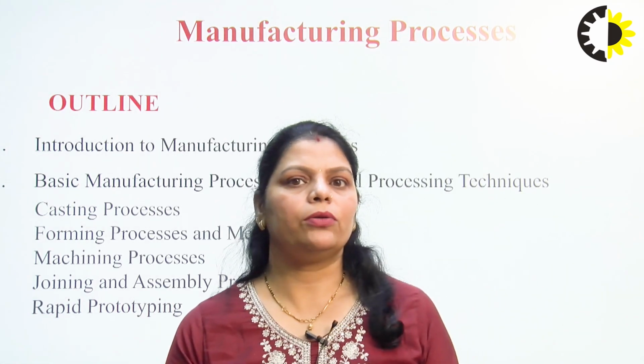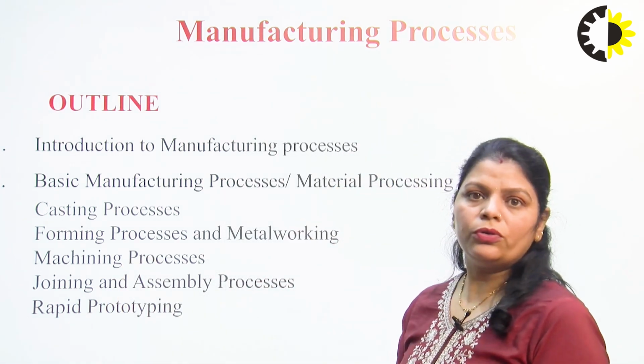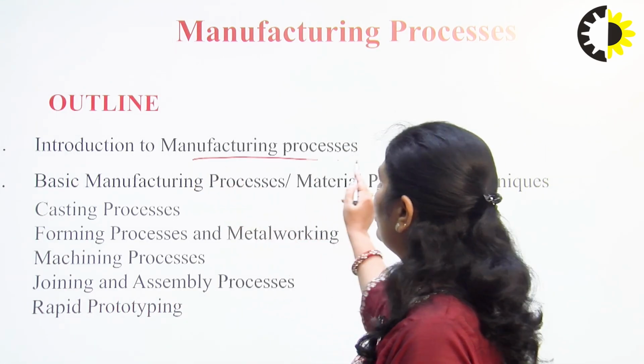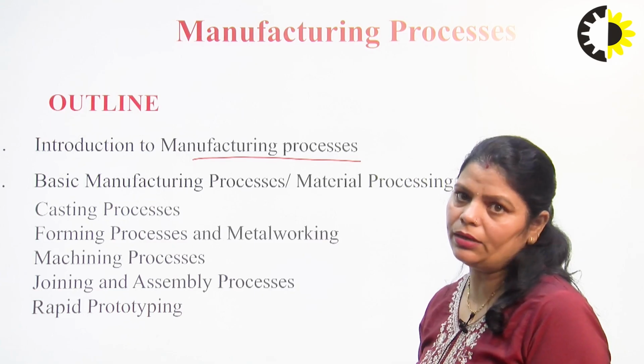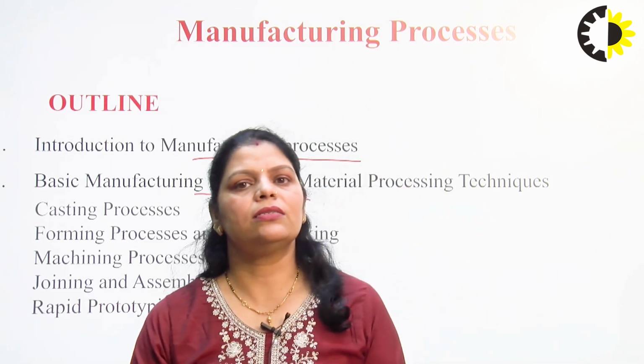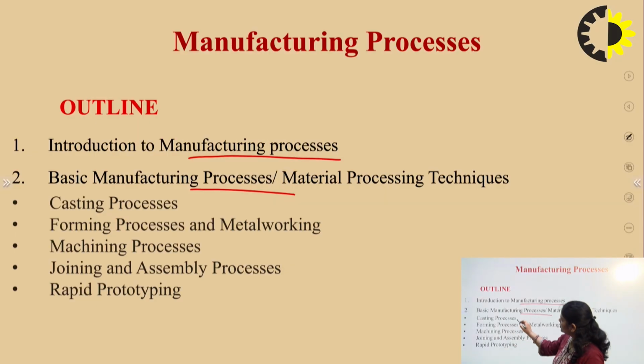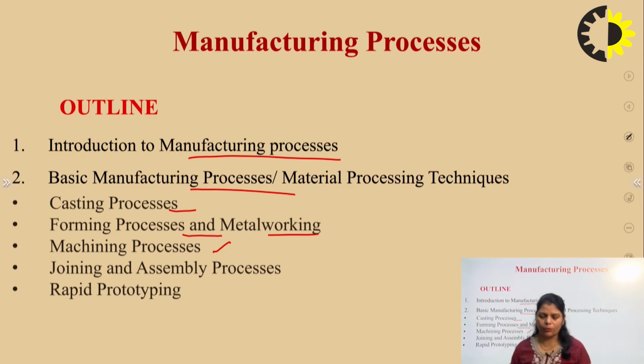First, we are going to discuss manufacturing processes, and today's outline will be the introduction to manufacturing processes. First of all, we will see how we define a manufacturing process. Then we are going to discuss the basics of manufacturing processes, or we can say the material processing techniques. We have classified them into different types: casting processes, forming processes, or we can say metal working processes, then machining processes, joining and assembly processes, and lastly rapid prototyping processes.